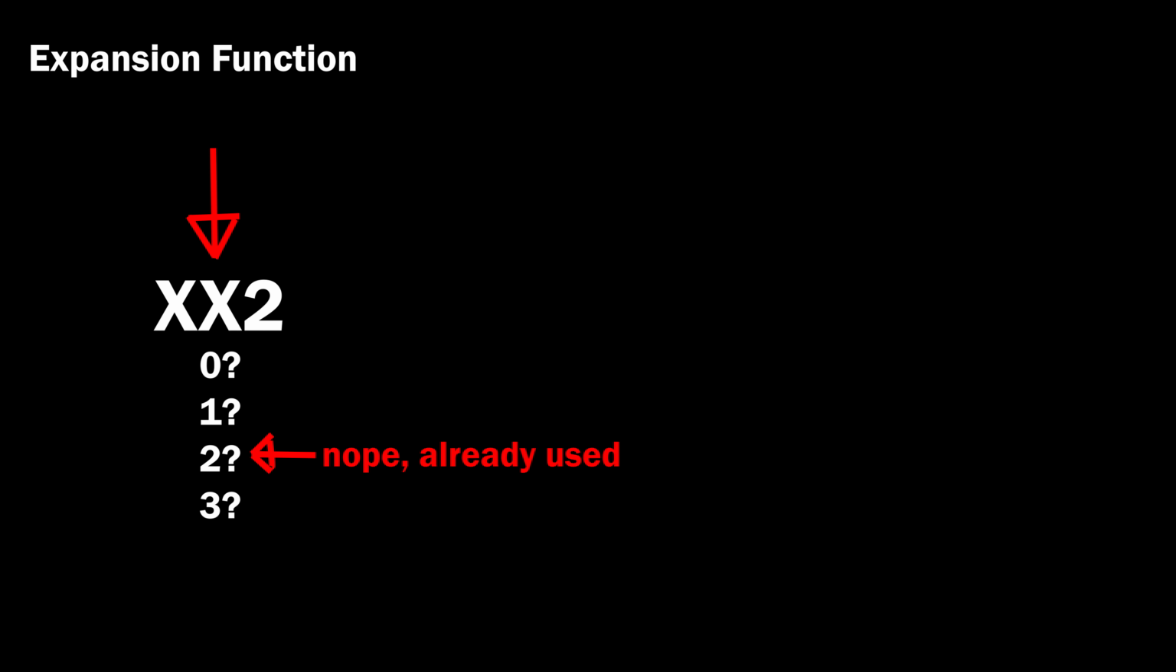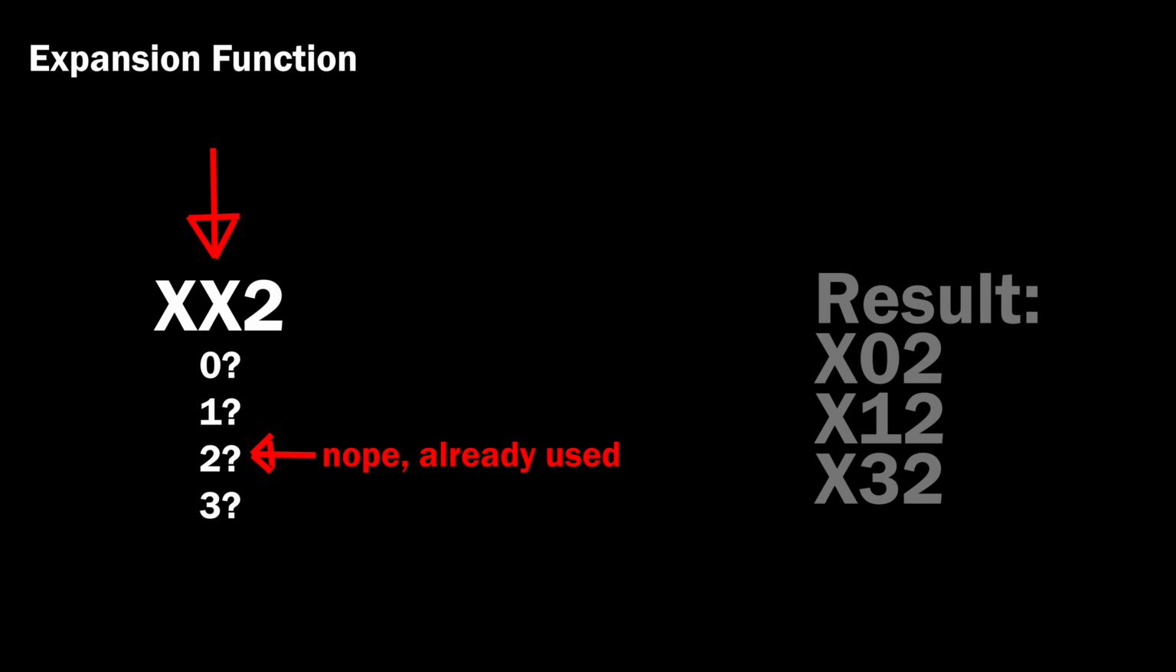So for example, if we pop the value xx2 from the stack, where the x's indicate the empty slot, so xx2 is 2 empty slots followed by a 2, then we would expand that and push the values x02, x12, and x32, and push each of those back on the stack.